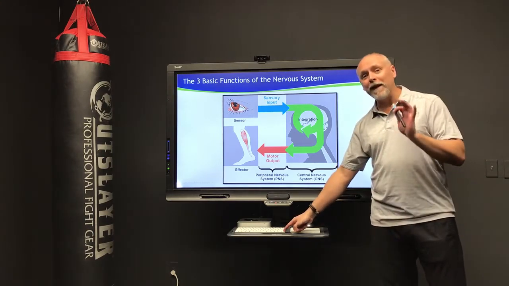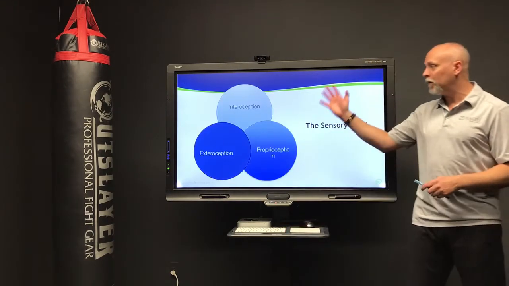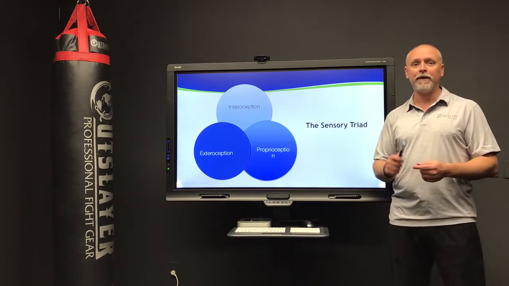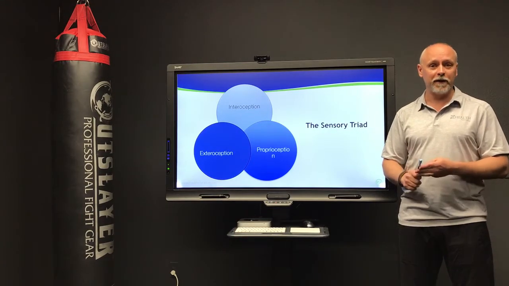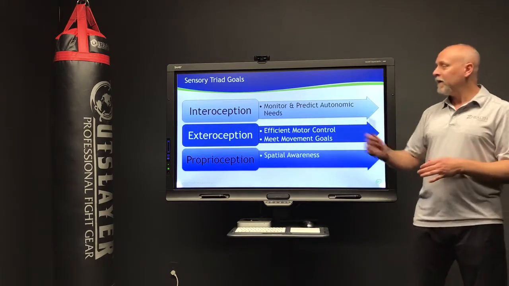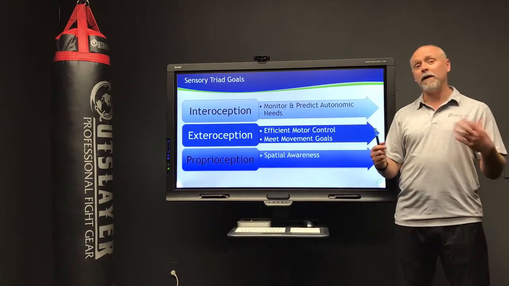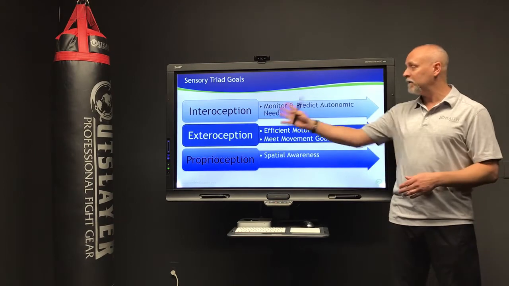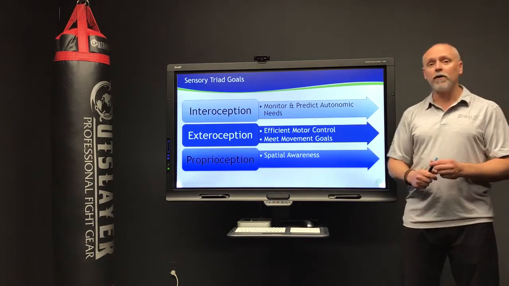So whenever we think about the inputs particularly, inputs can be broken down into 3 major categories: interoception, exteroception, and proprioception. Now, when you start to look at that, we call it the sensory triad. The basic goals of these different areas are pretty understandable. They're easy to understand. Interoception: monitor and predict autonomic needs.